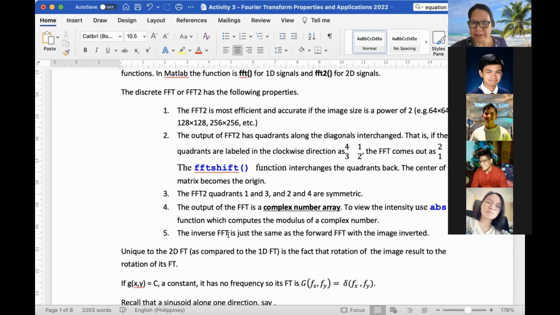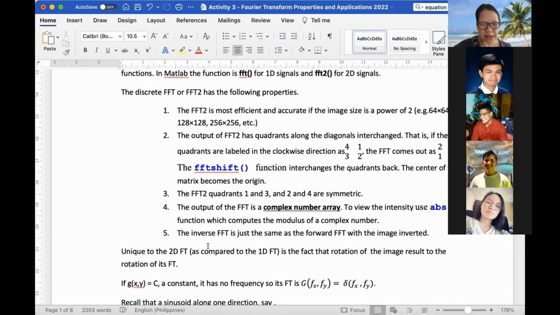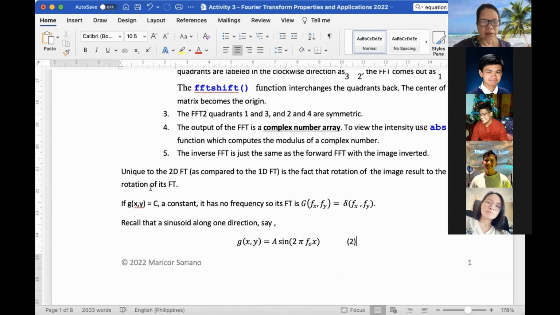There is an inverse FFT. So if you have the forward FFT, given a function in frequency space, you use the inverse FFT and you can get the function back in spatial coordinates. Okay. Now, we have 1D FFT and 2D FFT. Unique to 2D FFT as compared to 1D FFT is the fact that the rotation of the image results in the rotation of its FT.